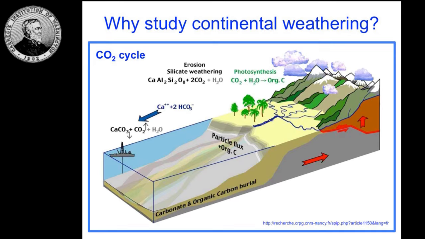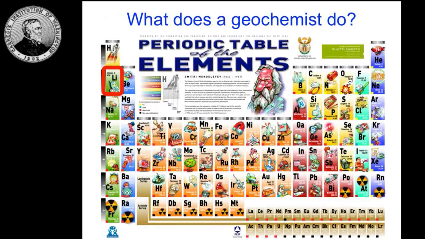We're not talking about future climate change. Anyway, continental weathering is actually a natural connection between tectonics and climate change. So it's an important link we need to investigate more. Okay, so I'm a geochemist.